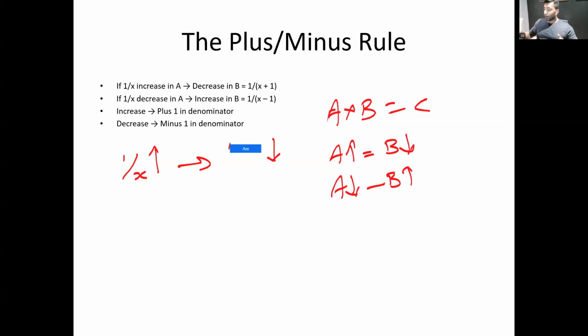It will be 1 by X plus 1. So something is increased by 1 by X. The other one will decrease for sure because there's an increase. And what could be the decrease? That is going to be 1 by X plus 1. Just remember this. Similarly, if the other something is decreased by 1 by X.